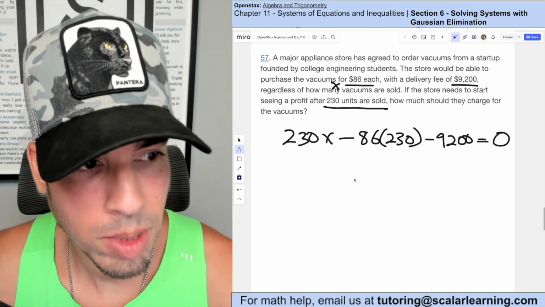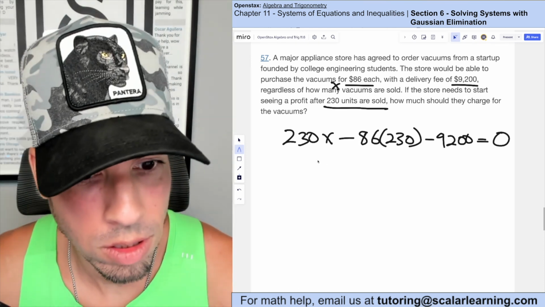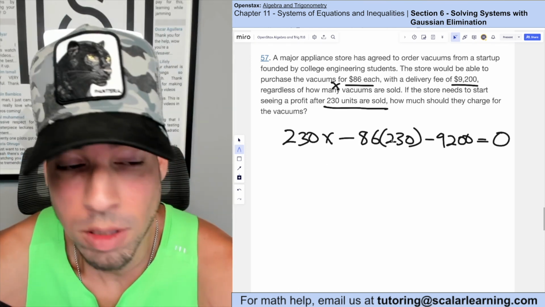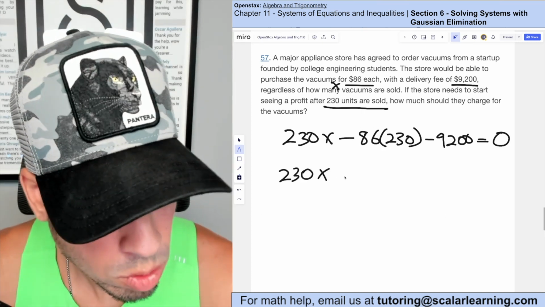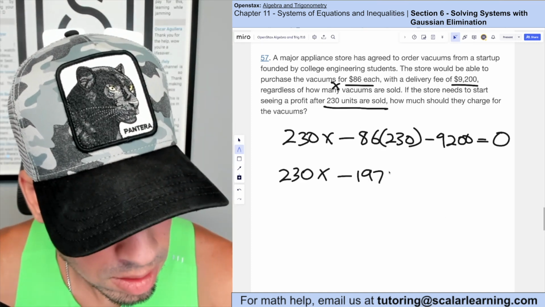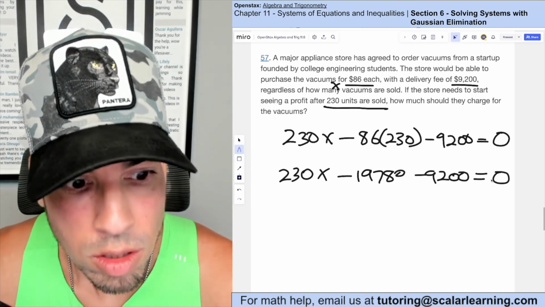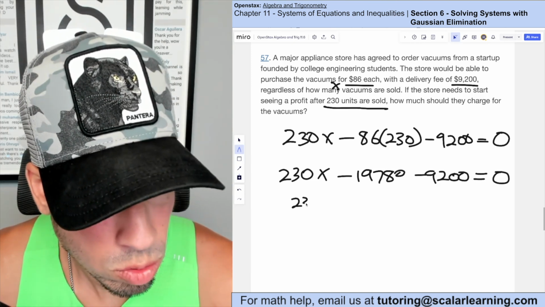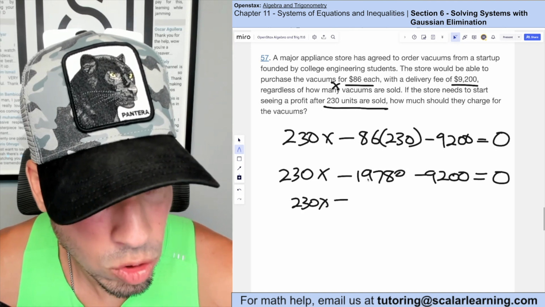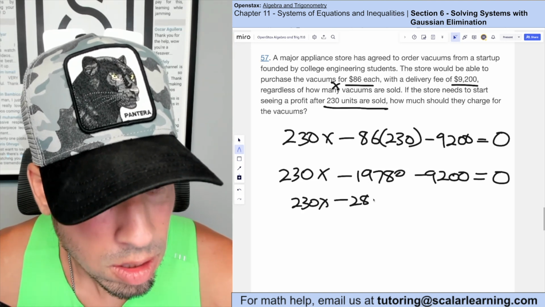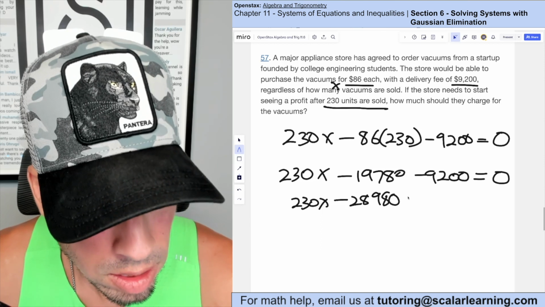So this is kind of interesting because this doesn't even seem like we need a matrix. This is a single equation. Let's solve and see what we get. So 86 times 230 is 19,780, and then minus 9,200 equals 0. Now we can add these two together. 230x minus, that'd be 28,980 is equal to 0.